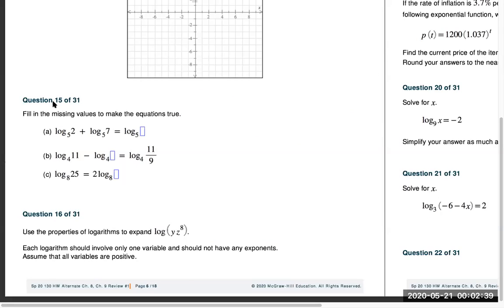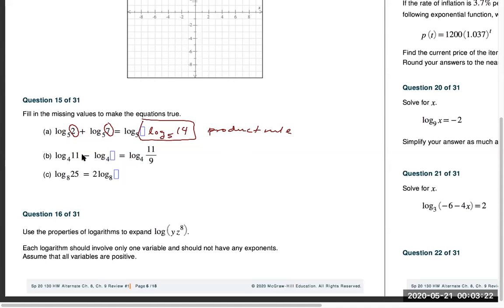Okay, so the first bit: fill in the missing values to make the equations true. For part A here, you can see that we have log base 5 of 2 plus log base 5 of 7 equals log base 5 of something. So this is going to be your product rule of logs. And what it should equal is log base 5 of 2 times 7, which is 14.